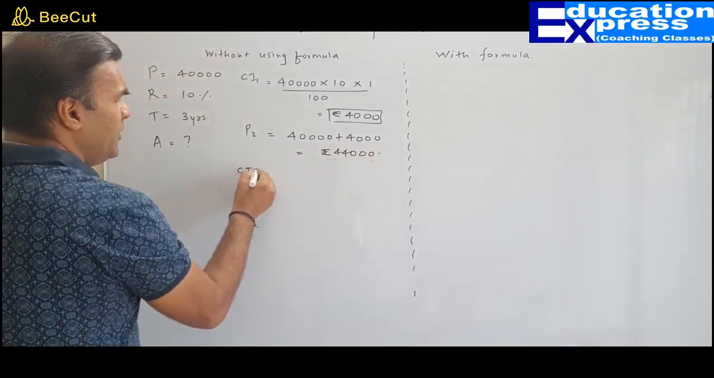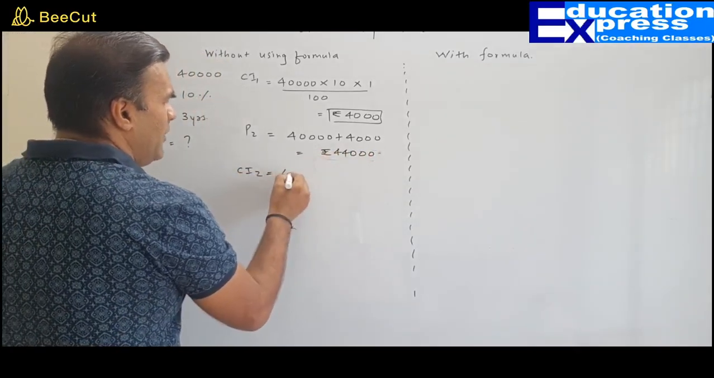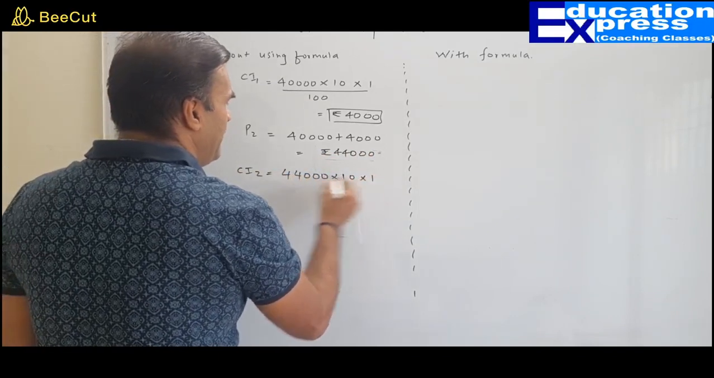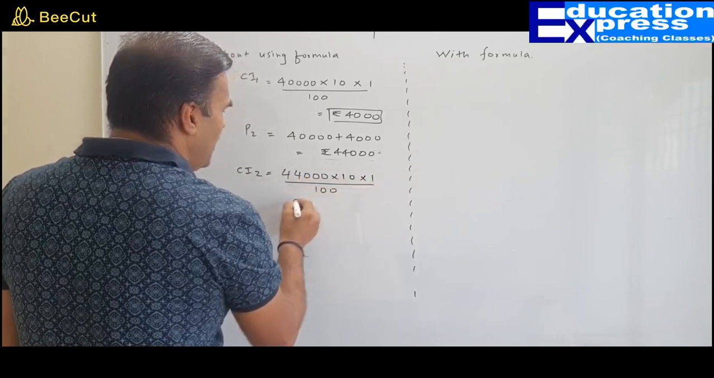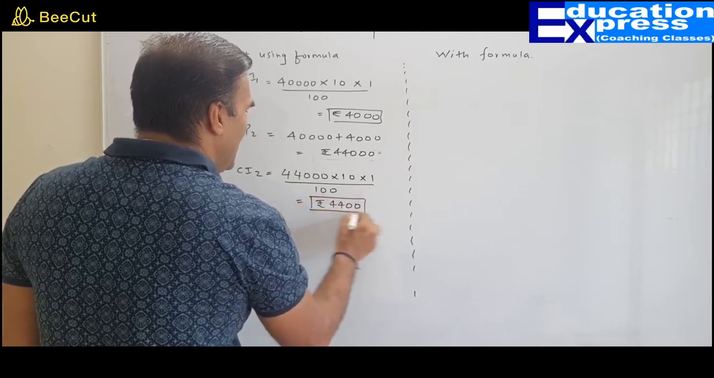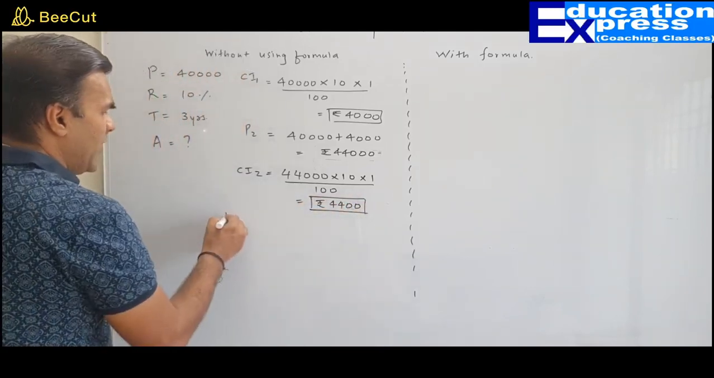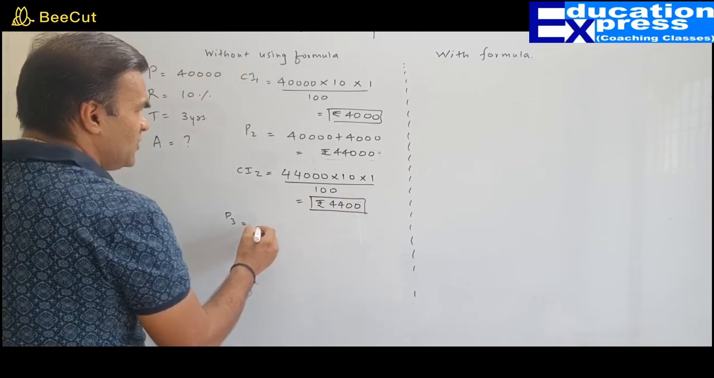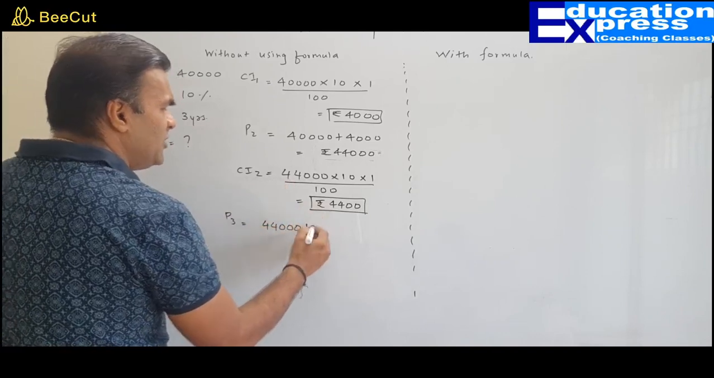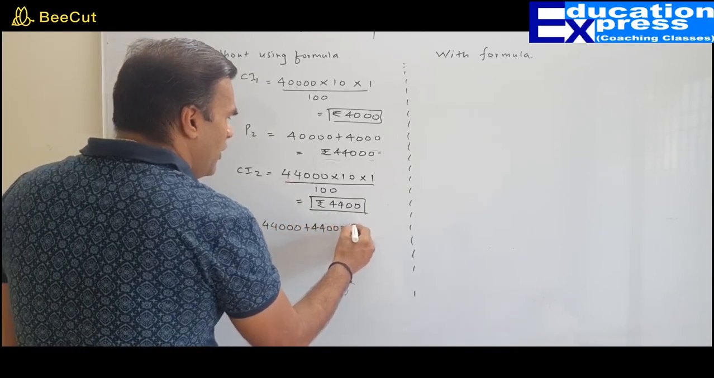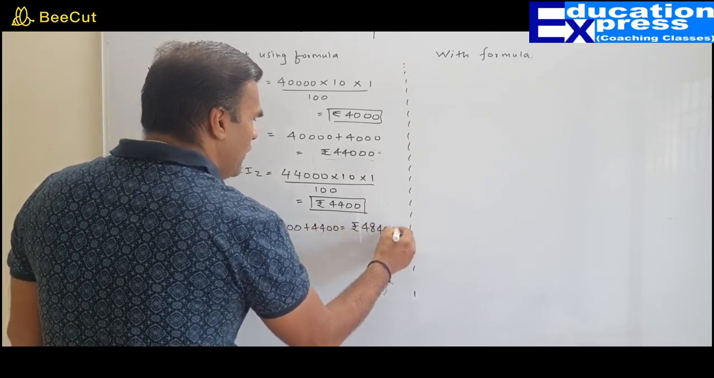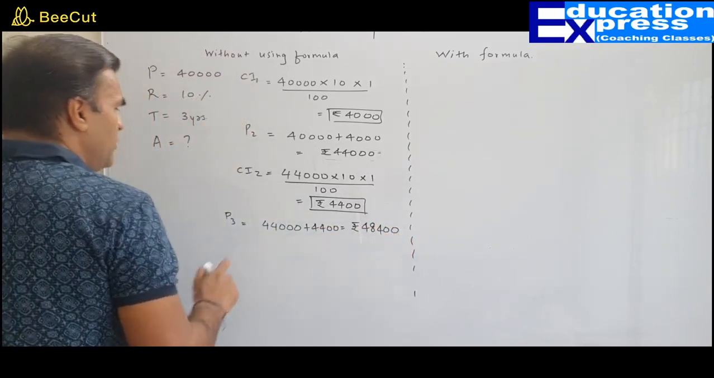Can we find compound interest 2? Of course, sir. Now it will be on 44,000. At what rate? 10%. Time period? 1 year. So how much will it come up to? Sir, rupees 4,400. Precisely. So now can we find P3? Of course. What was the principal taken? 44,000. How much is the interest earned? 4,400. What is the total amount? So the total amount would be 48,400.